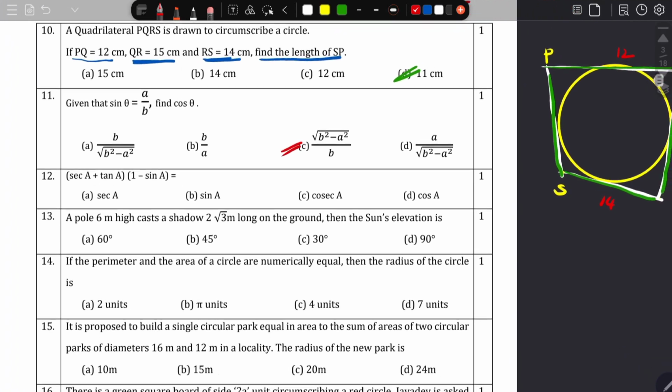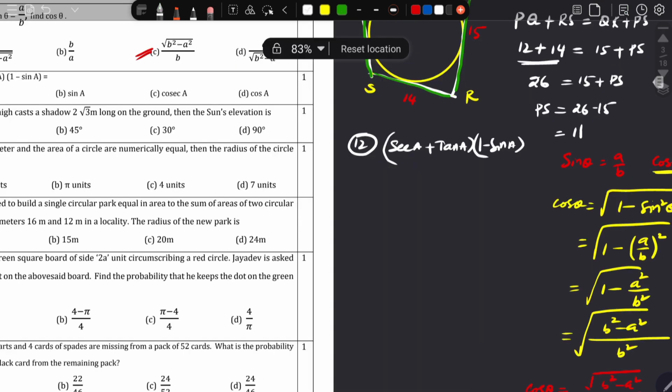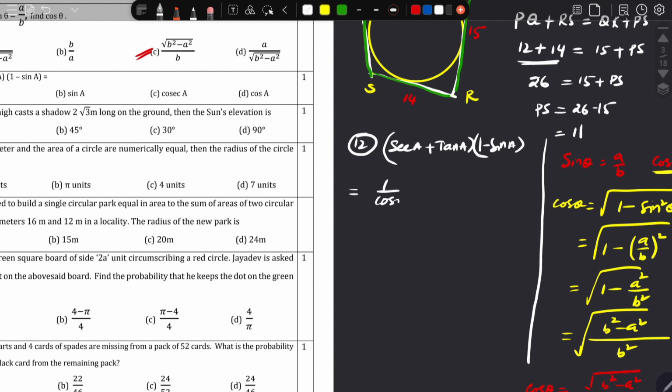Now move to the 12th question. Given secant A plus tan A, multiplied by 1 minus sin A. So solving question number 12, secant I can write as 1 by cos A, plus tan we can write as sin A divided by cos A, and here we have 1 minus sin A. Take LCM as cos A, so cos A cancels, and 1 plus sin A in the numerator is multiplied by 1 minus sin A.